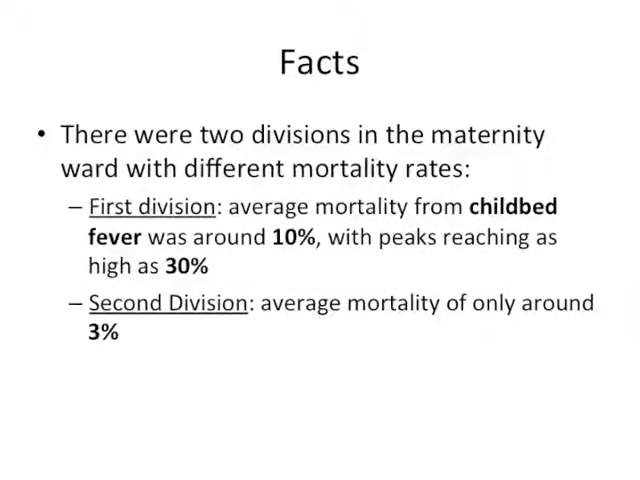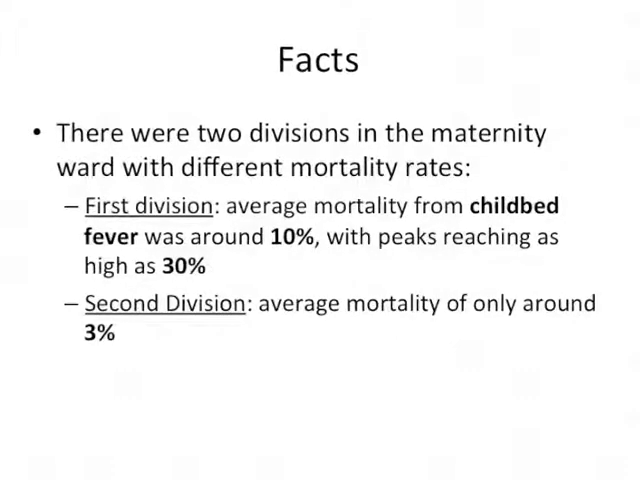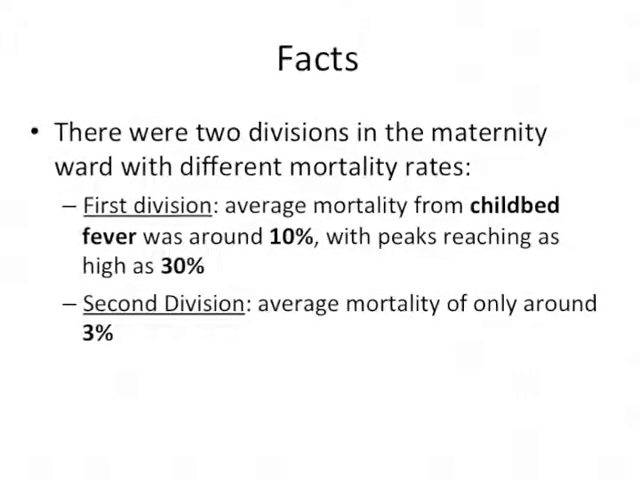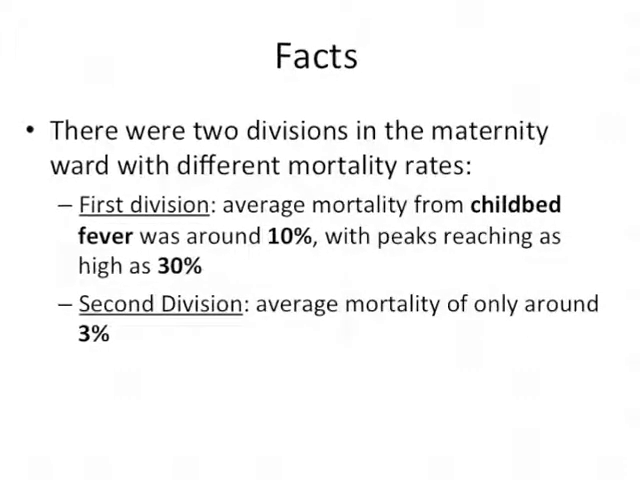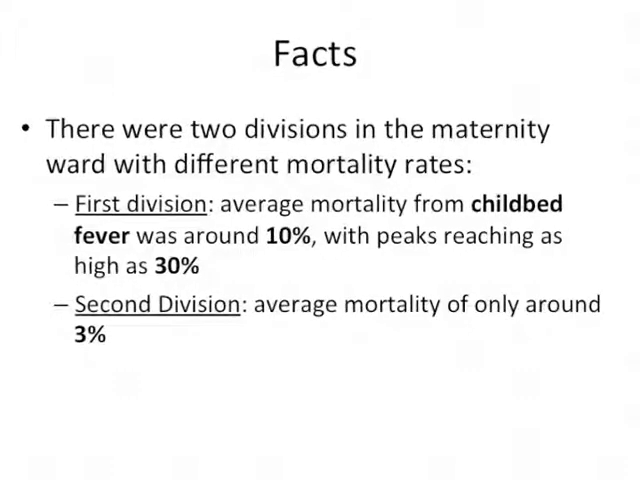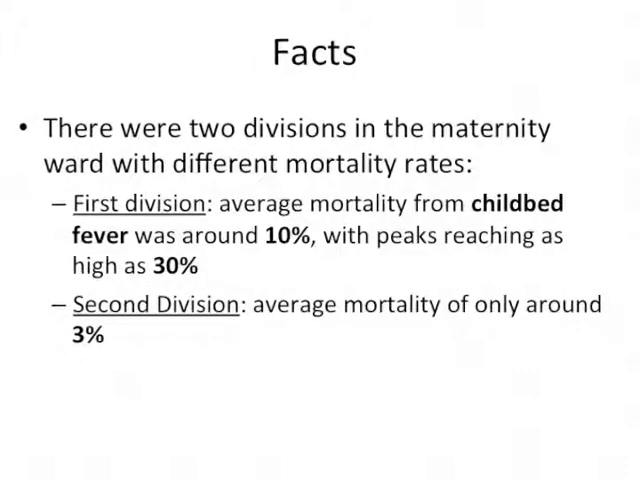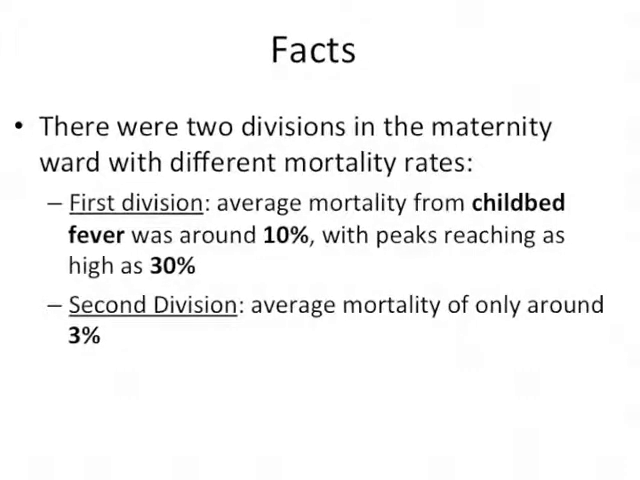In the maternity ward of the Vienna hospital, there were two divisions, and these two divisions had different mortality rates. In the first division, the average mortality from childbed fever was around 10%, and there were some peaks reaching as high as 30%. Now, in the other division, the mortality was only around 3%.